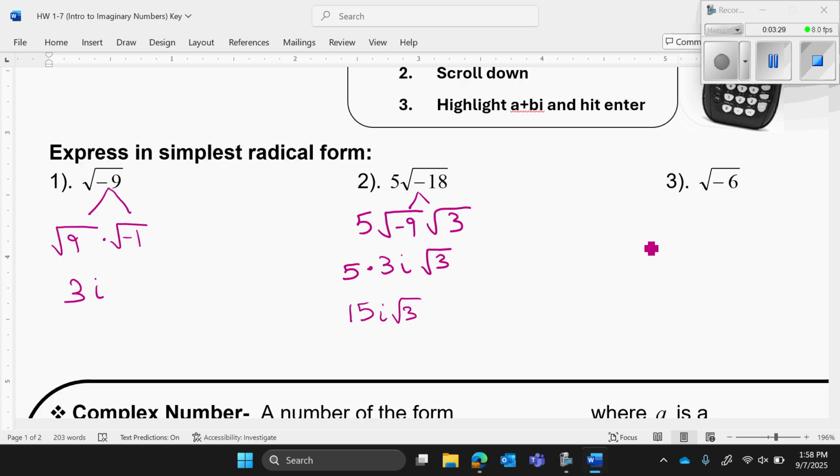The square root of -6. Well, 2 times 3 is 6, but neither of those are perfect squares. So you cannot simplify the square root of 6, but you can take out the negative. And we're just going to write that as i radical 6.